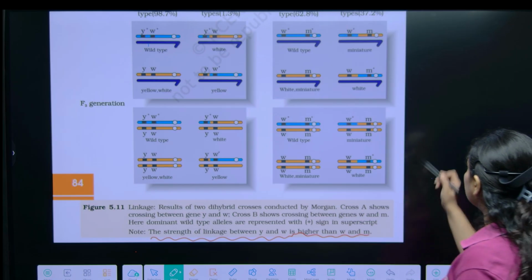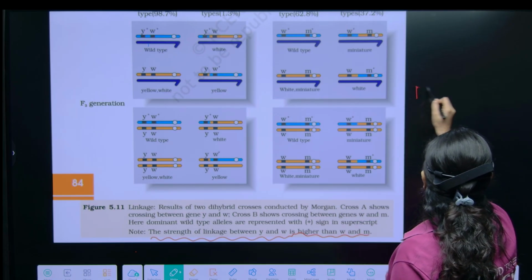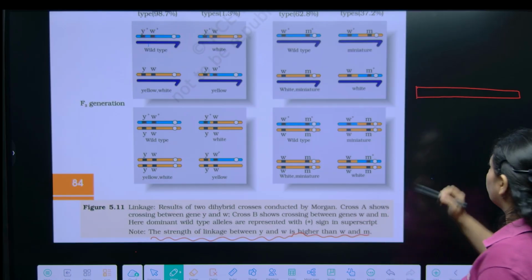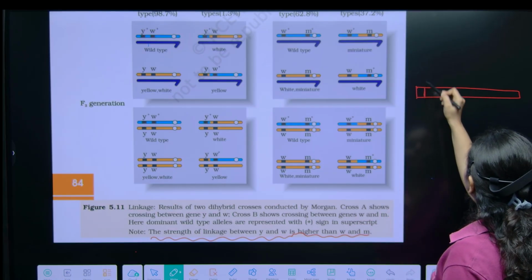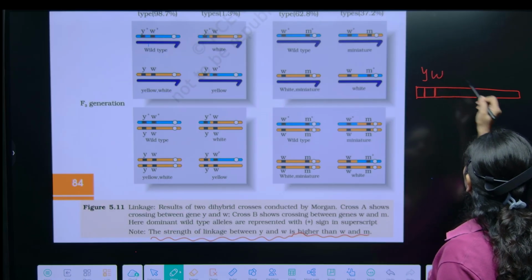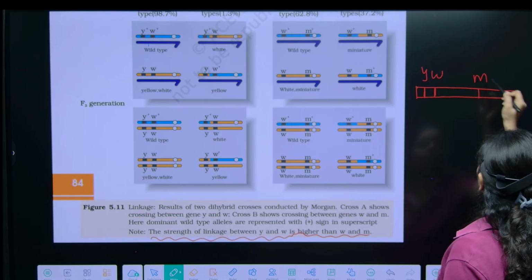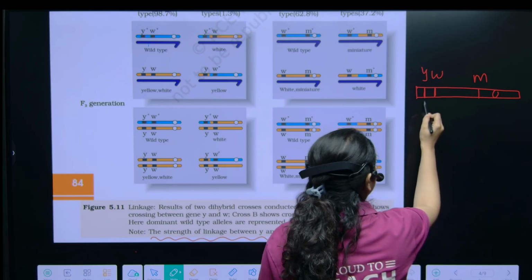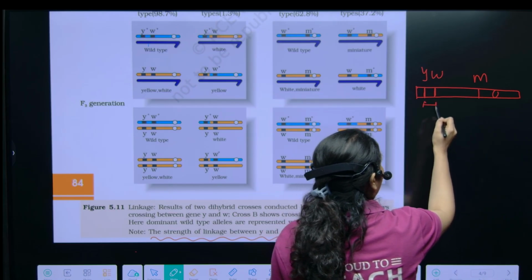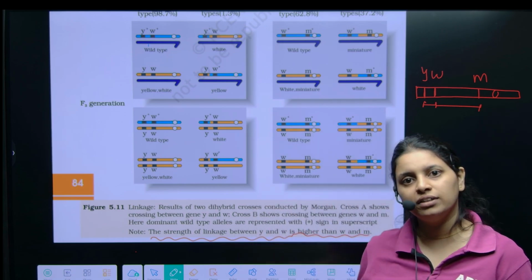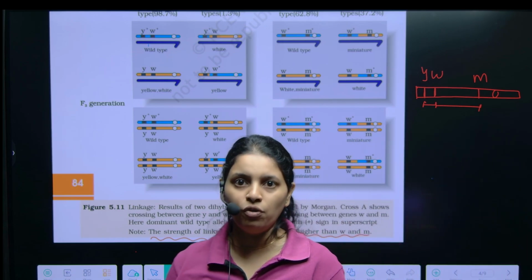So overall, it's like this. You have one chromosome, there is only one chromosome here. I'm drawing the X chromosome of Drosophila. It has the Y gene over here for body color, the W gene over here which is very close, and the M gene over here. And you have the centromere. So the distance between these two is less and between these two is more. So the number of recombinants is also more in the second cross as compared to the first cross.